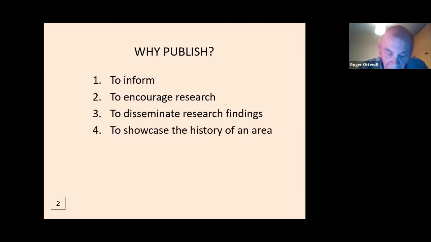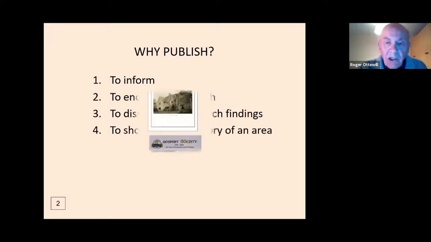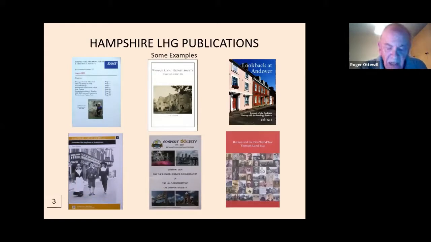So, given those four reasons for publishing, the next question is what to publish. And on this slide, there is a minuscule selection of the enormous range and variety of publications from groups in Hampshire. In other words, this is the tip of an enormous iceberg. To the best of our knowledge, there are no records of the numbers of publications annually or in total relating to aspects of local history in Hampshire, but we can guess that it's probably into four figures at least.